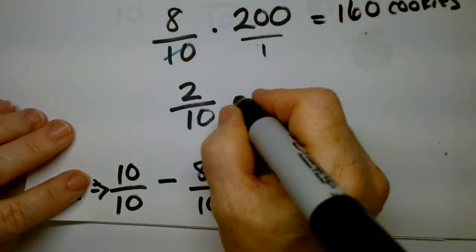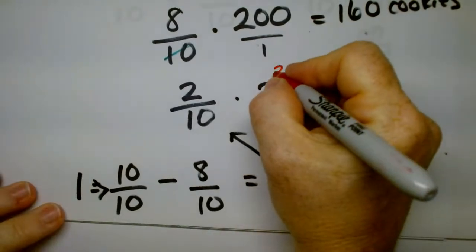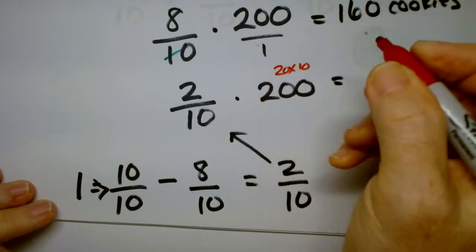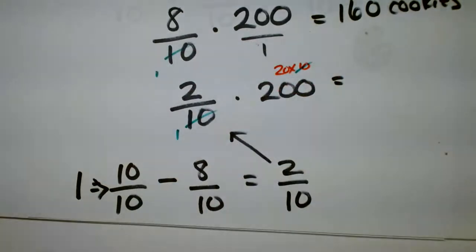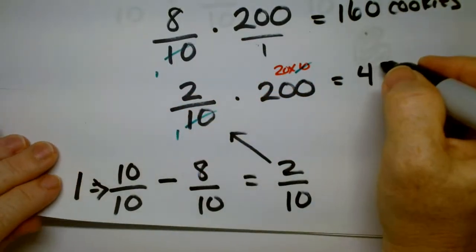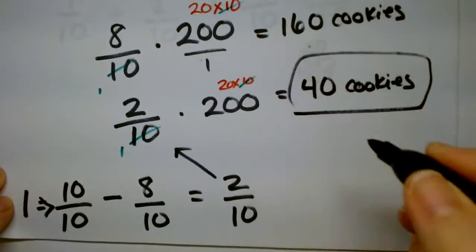So 2 out of 10 times 200. Remember, this is still 2 times 10, 20 times 10. I can cross off the tens, and that's a 1. So 2 times 20 gives me 40. So you can eat 40 cookies now. You can eat twice as many as I did.